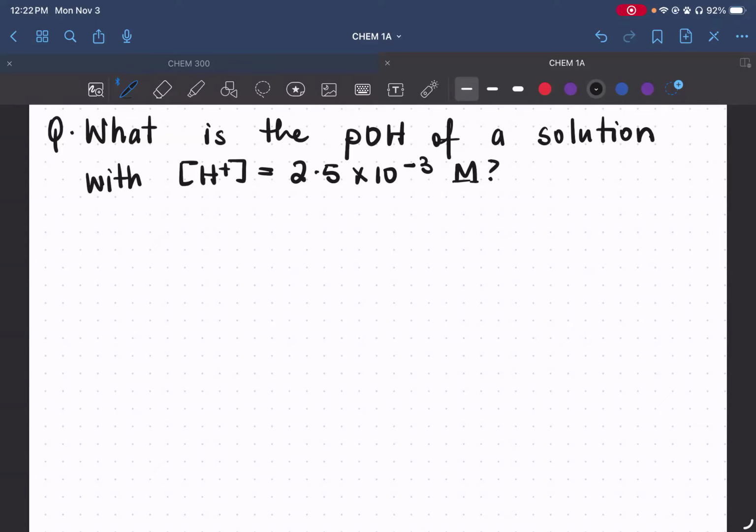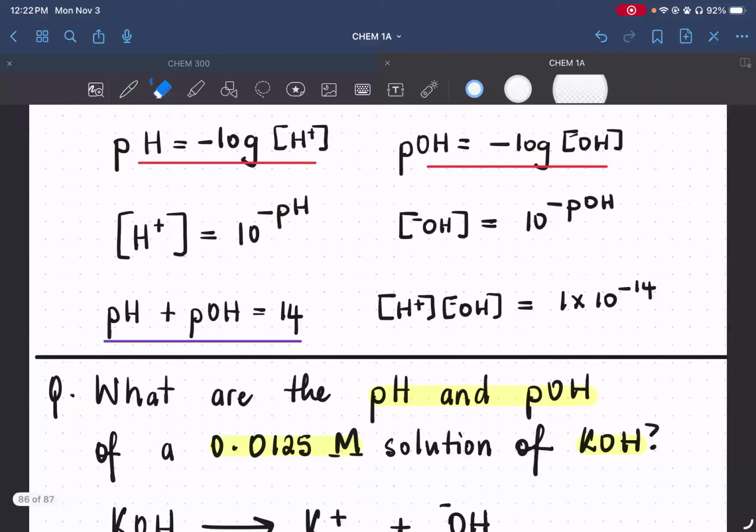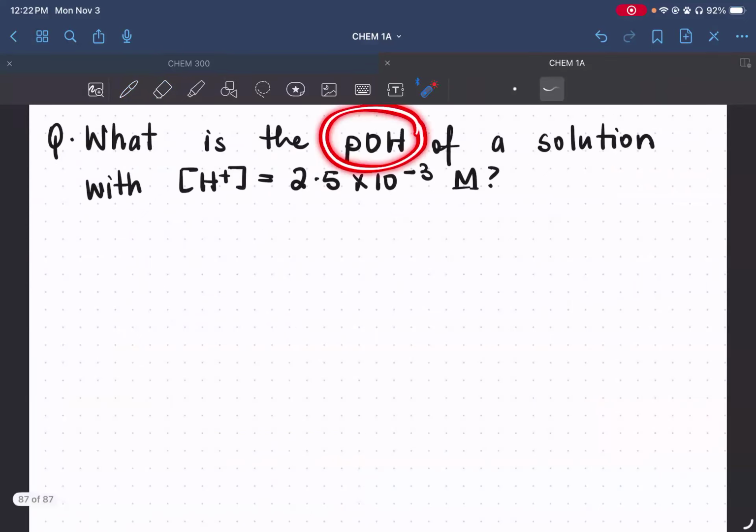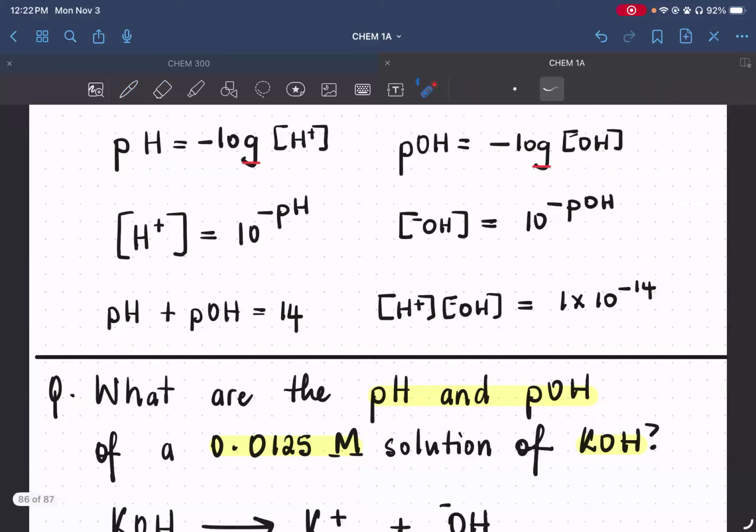So a couple ways to go about this. We know our 6 equations. We have them at the ready. We have them on deck. The question is ultimately asking us to find POH, and it's given us H plus. Recognize here, there is actually no single equation that relates H plus to the POH of the solution. There is no single equation that links the two. So this is a case where you're going to need to manipulate and use both.